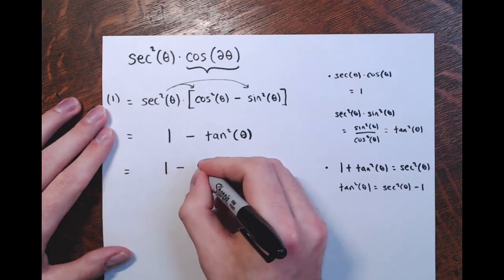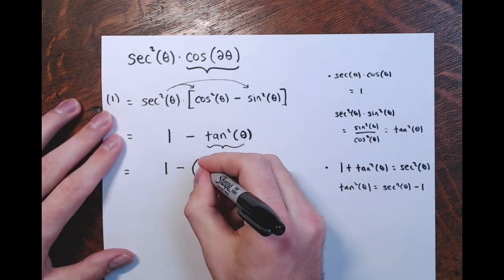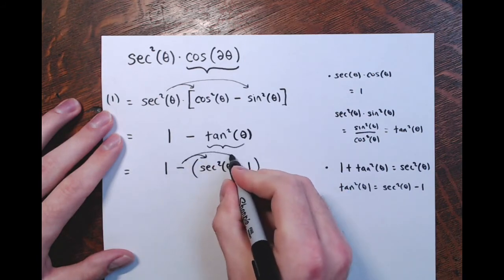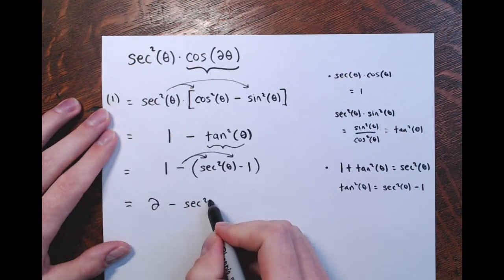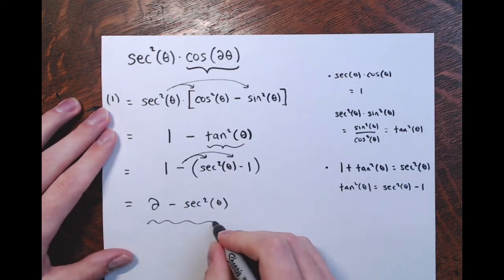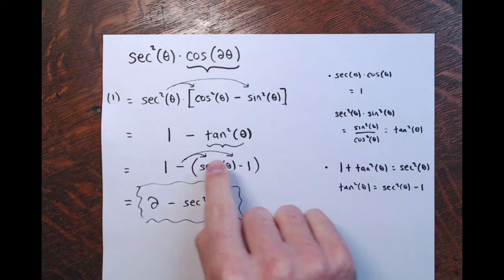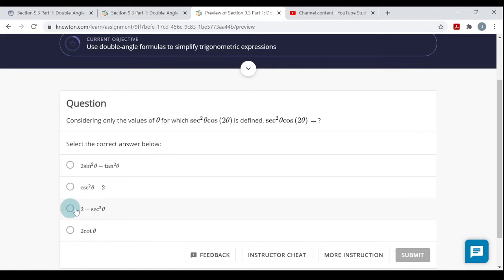All right, so we have 1 minus, and then I'm replacing the tangent squared theta with secant squared minus 1. And then distributing this negative. And do you see how we're going to get 2 minus secant squared theta? And this is actually one of the options that we were given. Because I'd have minus secant squared and then plus 1, and 1 plus 1 is 2. And this is one of the options that we're given, this third option here. So this expression will always be equal to this expression that we were given, again, as long as you're plugging in values of theta for which things are defined.